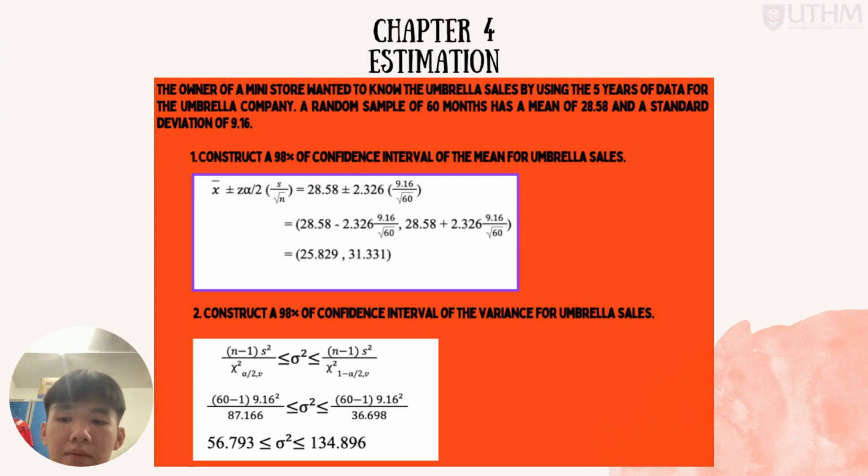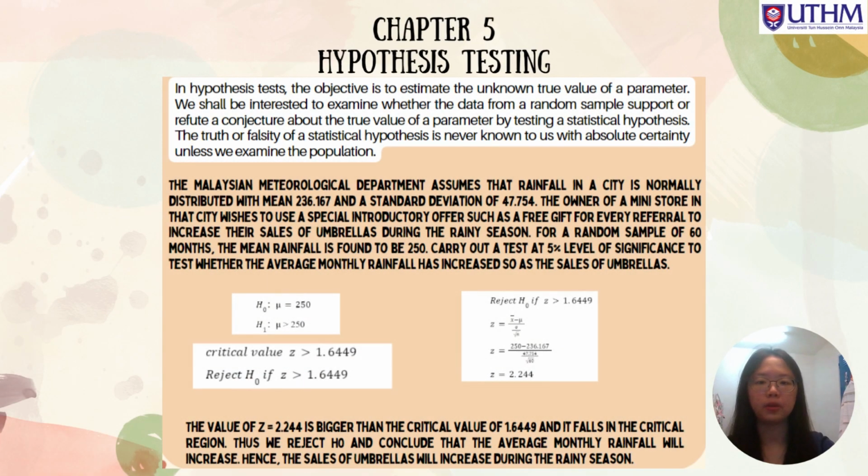Good day, Doctor. I'm Melody, and now I will be presenting about Chapter 5, Hypothesis Testing. The Malaysia Meteorological Department assumes that rainfall in a city is normally distributed with mean 236.167 and a standard deviation of 47.754. The owner of a mini store in the city wishes to use the special introductory offer, such as a free gift for every referrer, to increase their sales of umbrella during the rainy season.